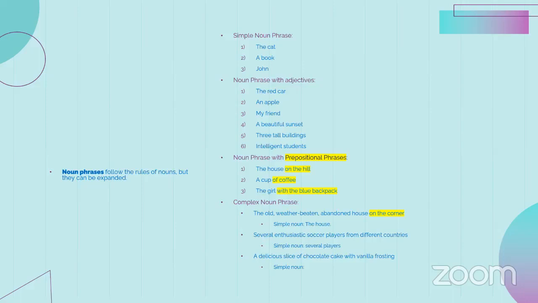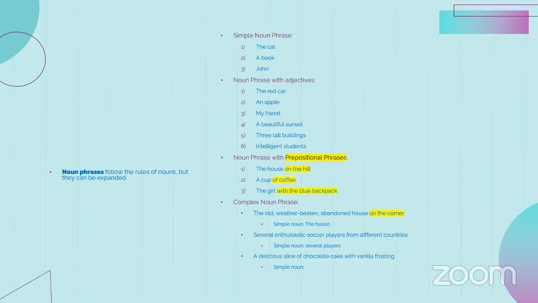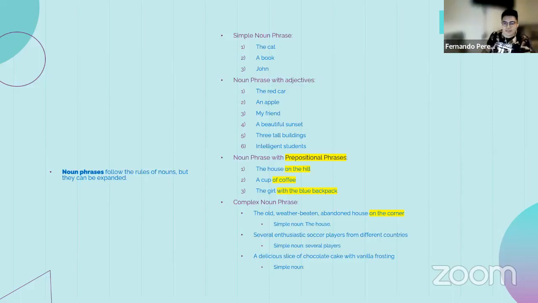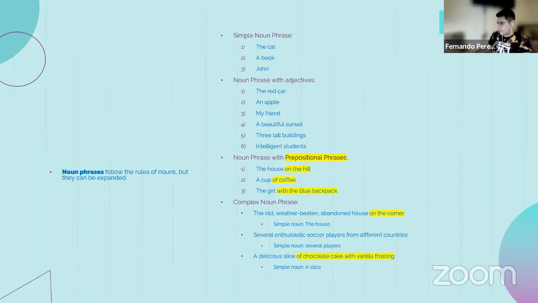Slice. I think there's something else. Well, slice. Exactly. Why only slice? I was considering cake, but you are correct. It's not the cake. It's only one piece of the cake. The rest of the information is a prepositional phrase.